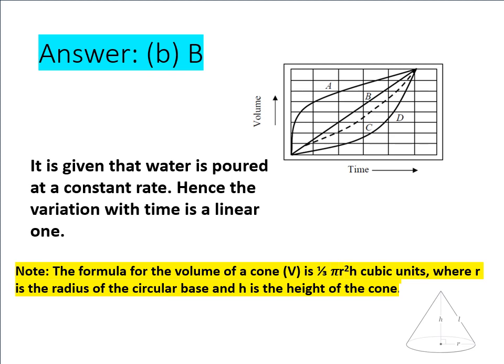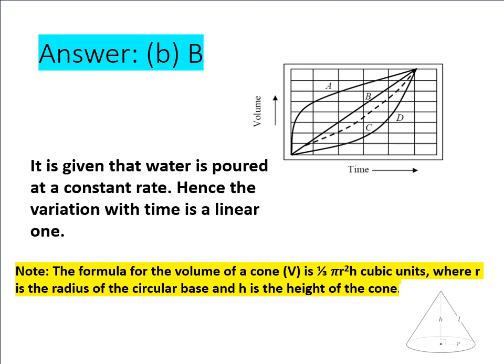To find the solution, the hint is given in the question itself. It is given that water is poured at a constant rate. So the variation of filling up of water with time will be a linear one, which is represented by the curve named B in the graph. Hence, option B is the answer.